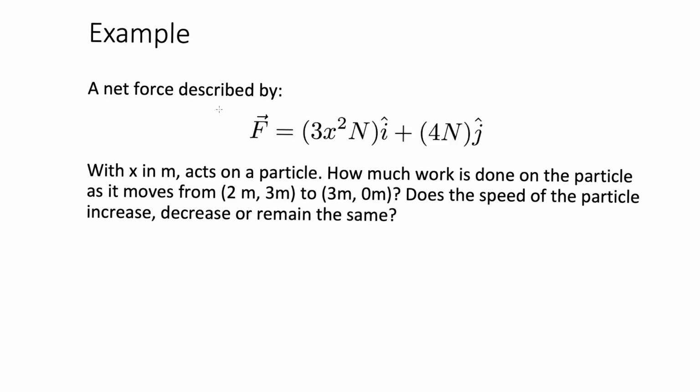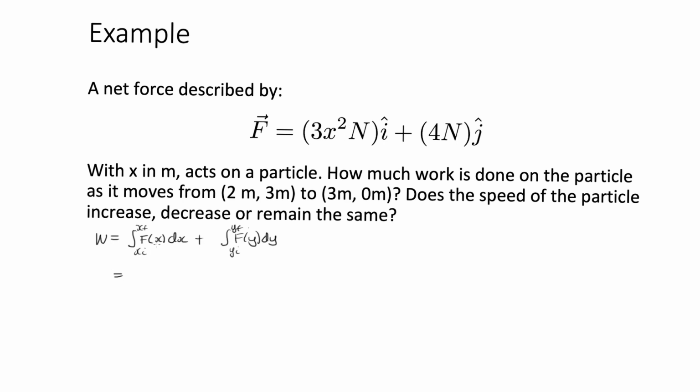So, an example: a net force described by F equals 3x squared newtons in the i direction plus 4 newtons in the j direction, with x in meters, acts on a particle. We want to know how much work is done on the particle as it moves from (2 meters, 3 meters) to (3 meters, 0 meters), and does the speed of the particle increase, decrease, or remain the same? Okay, so we know that the work done is equal to the integral of F_x dx in the i direction from x initial to x final, plus the integral of F_y dy from y initial to y final.